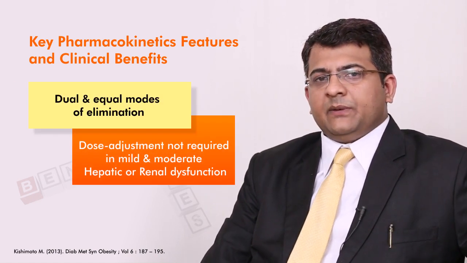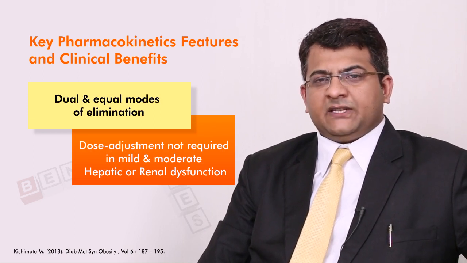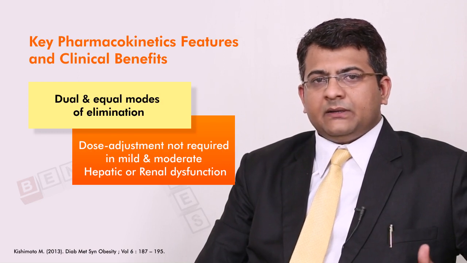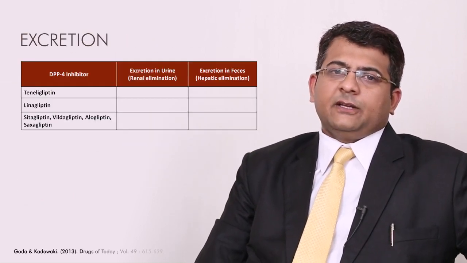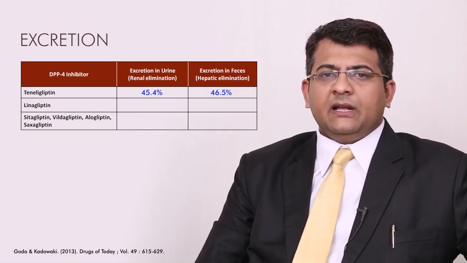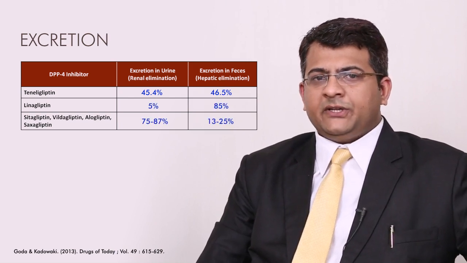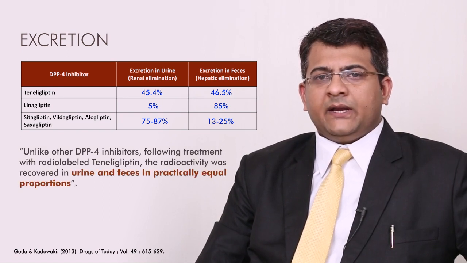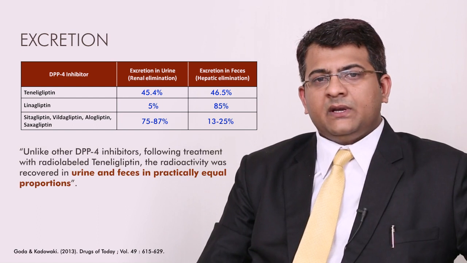So there will not be any practical issue of drug-to-drug interaction with teneligliptin use. The fourth kinetic property of teneligliptin is its dual mode of excretion through both hepatic and renal routes. That means the drug will get eliminated in equal amounts through the hepatic and renal routes. Looking at the percentage excretion of all the gliptins, teneligliptin is 45% through the renal route and 46% through the hepatic route. Linagliptin, we all know, is majorly eliminated through the hepatic route, whereas the other 4 gliptins, sita, vilda, allo and saxa, are all majorly eliminated through the renal route. So in short, linagliptin and teneligliptin will not require any dose modification when used in any form of renal failure.